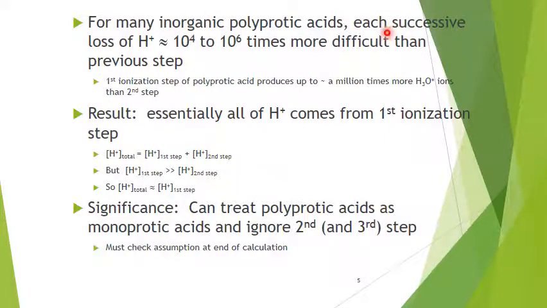Okay, then here again, usually the second or third step is on the order of 10,000 to 1,000,000 times more difficult than the previous step. So what we basically have to do is take all the H's off the first step, and then we can ignore the second step or third step if needed.